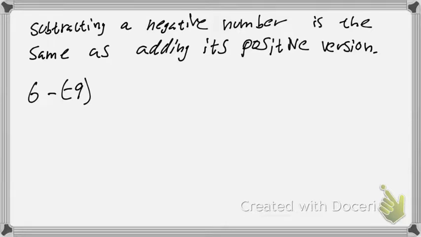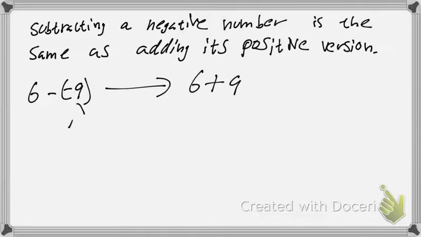Okay, so 6 minus negative 9. So think about that statement we just wrote above. Subtracting a negative number is the same as adding its positive version. So what are we subtracting here? We're subtracting negative 9. That's going to be the same as adding its positive version. What's the positive version of a negative 9? Positive 9, right?